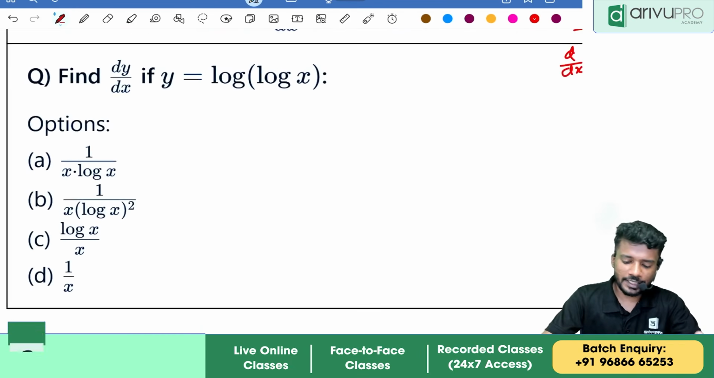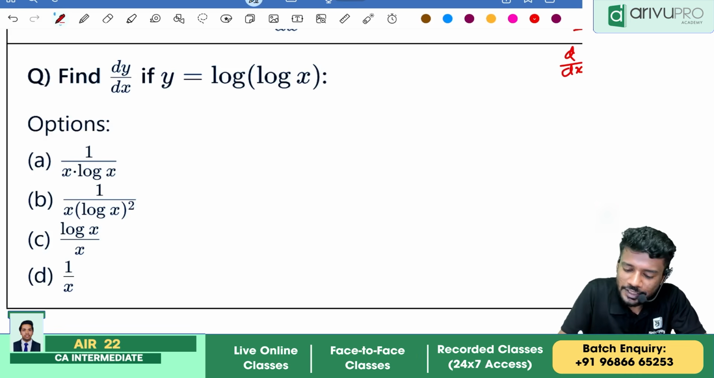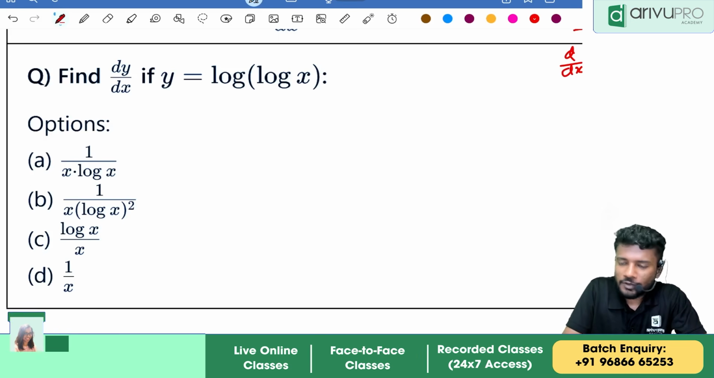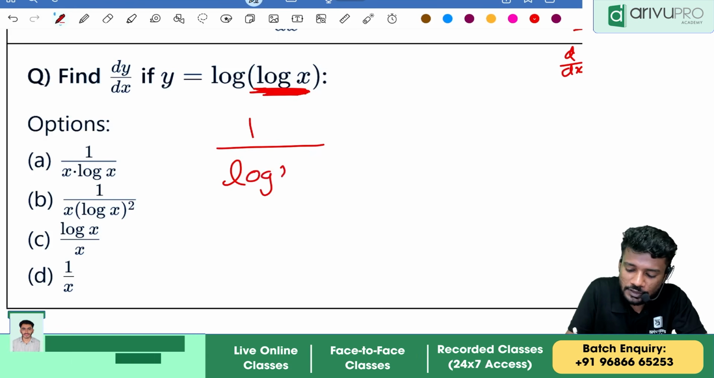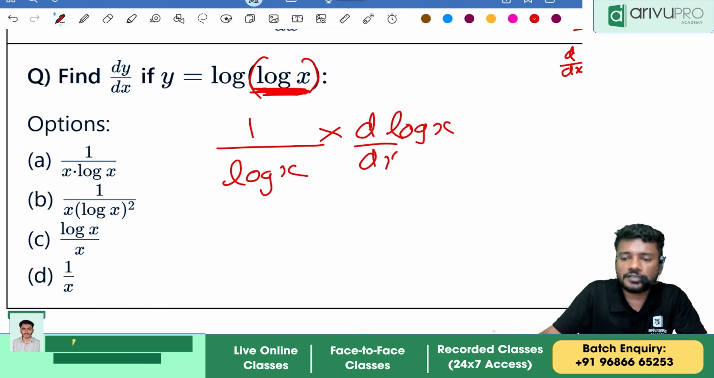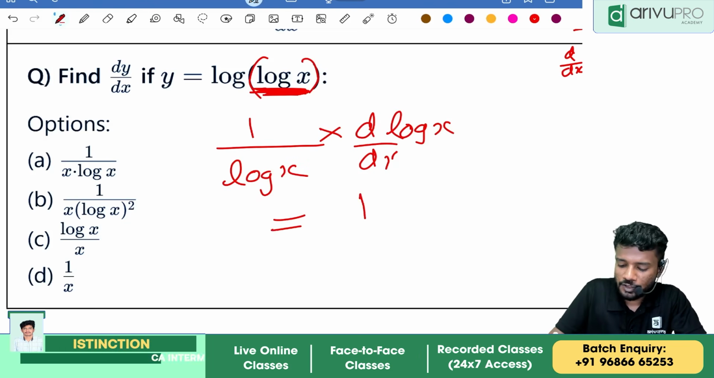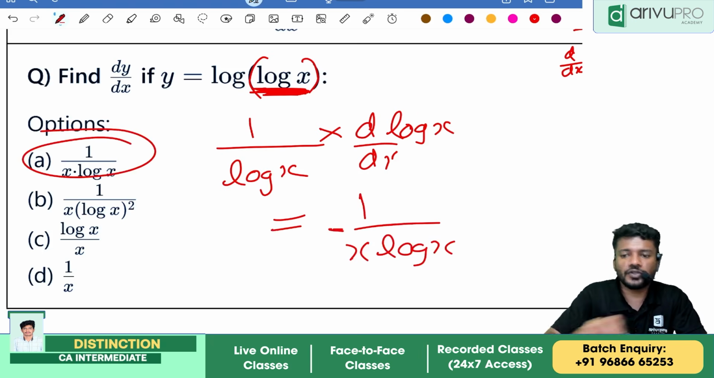Now, next one. Find dy by dx if y is equal to log of log x. What is the derivative of log? 1 by x. But inside, instead of x, who is sitting there? Log x. So can I write it as 1 divided by log x, into what is the function inside the log? That is log x itself. That is d by dx of log x. What is the answer? 1 by x log x. Option E is your answer.